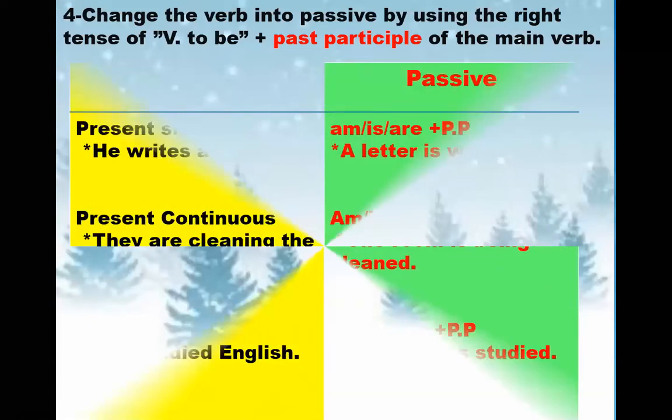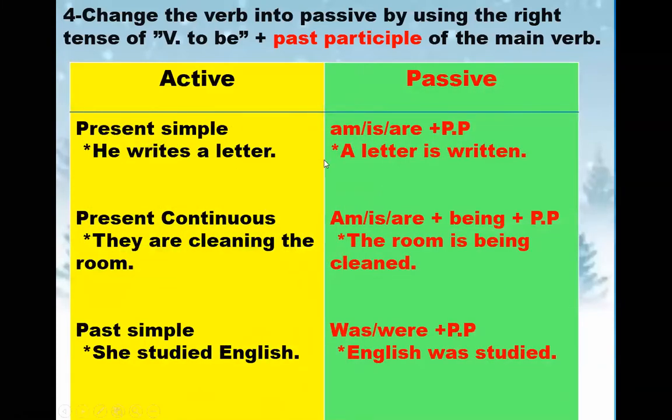Change the verb into passive by using the right tense of verb to be plus the past participle of it. He writes a letter, is written, because it's a present. They are cleaning the room, it's a present continuous. So the passive of it will be the room is being cleaned. In the continuous tense, we have to put ing. Where can we put it? In be. We get be and we add to it ing.